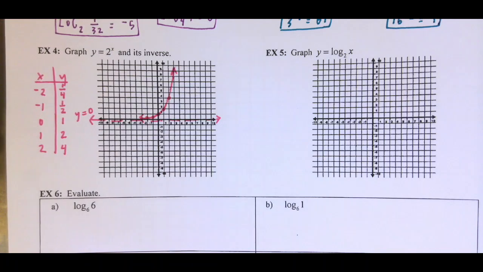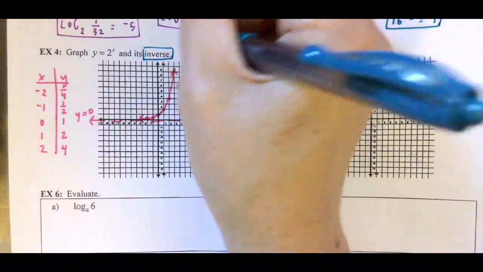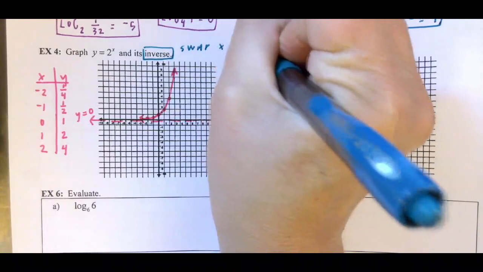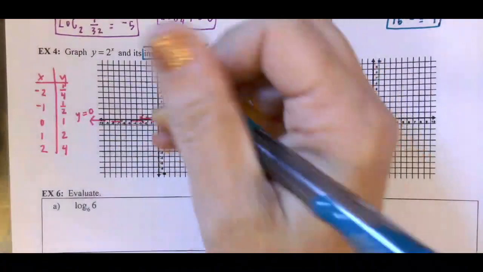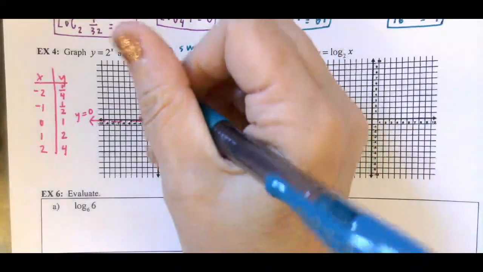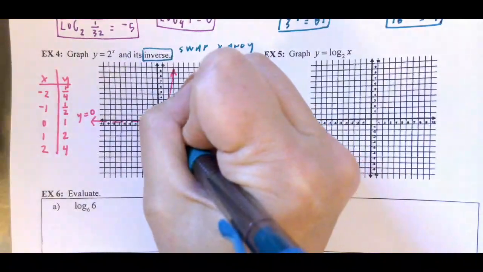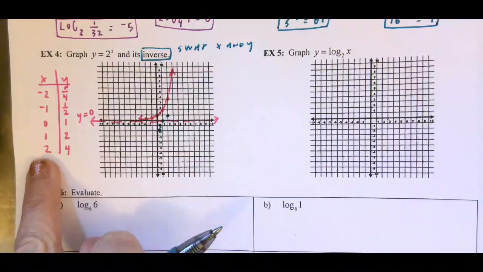All right, so then here I'm saying, and its inverse. That's interesting. So if we're saying to do the inverse, that means that we want to swap x and y. We want to switch them. So here I'm going to say, well, then I want 1/4, -2; 1/2, -1; 1, 0; 2, 1; 4, 2.